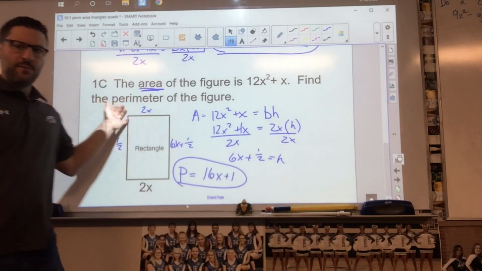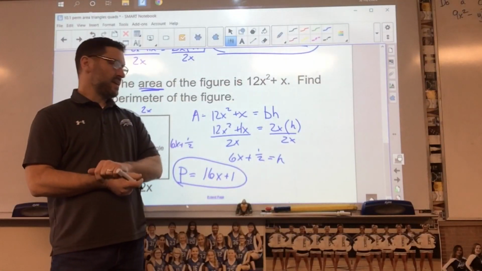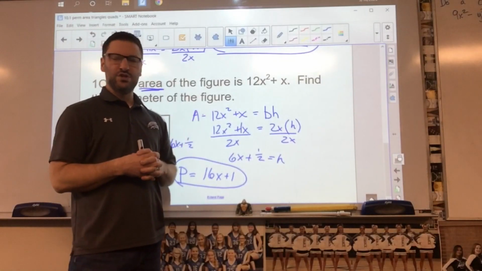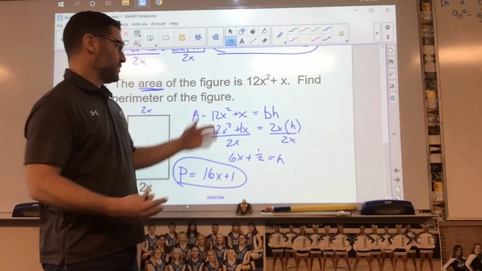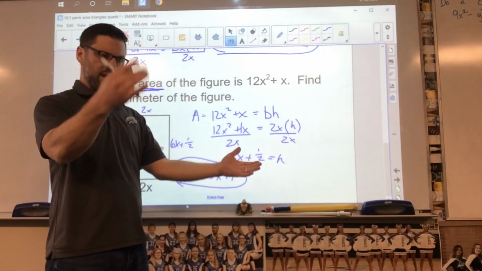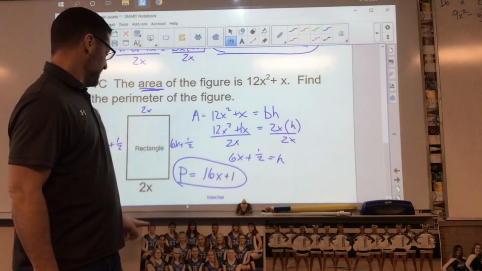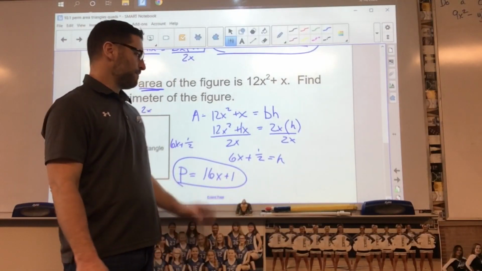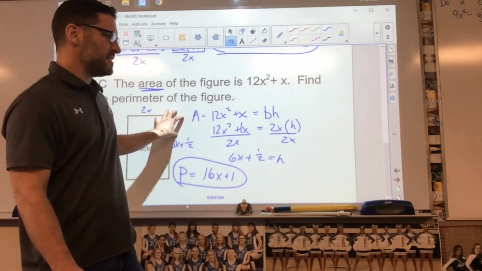And this is very representative of what I would see on an ACT type problem. They like to take the algebra and the geometry and really merge them together. So when you hit the ACT, it's not just going to say, hey, the base is 2 and the height is 3, and what's the area? It's going to say the base is given, and here's the area, and find the perimeter. And this is very, very representative of an ACT problem.